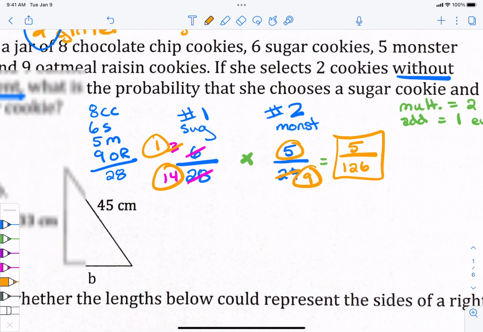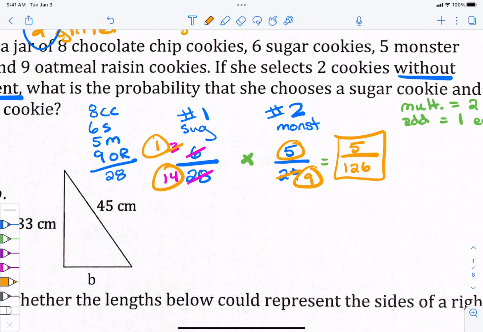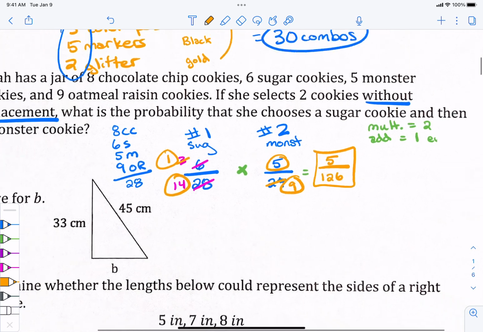That's not very good chances, right? But when you think about it, choosing 2 cookies, the first one has to be sugar, the second one has to be monster. It's probably going to be pretty low.